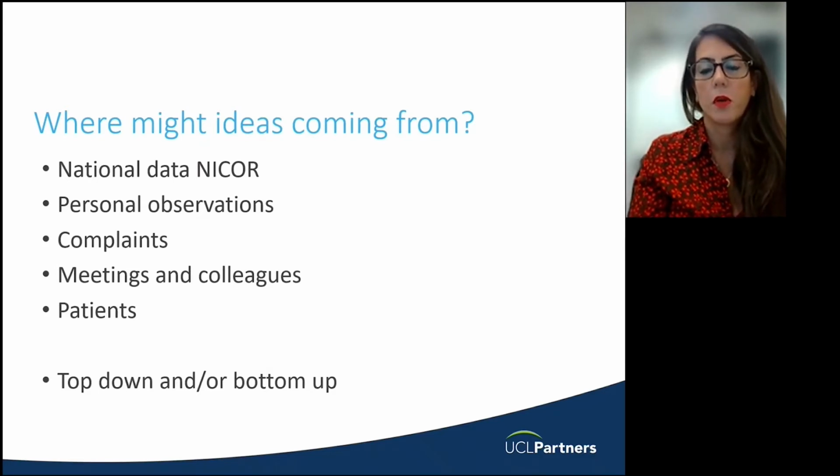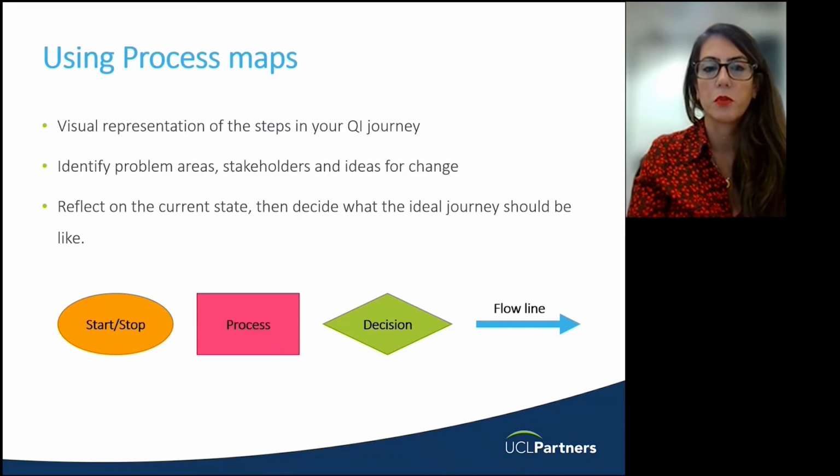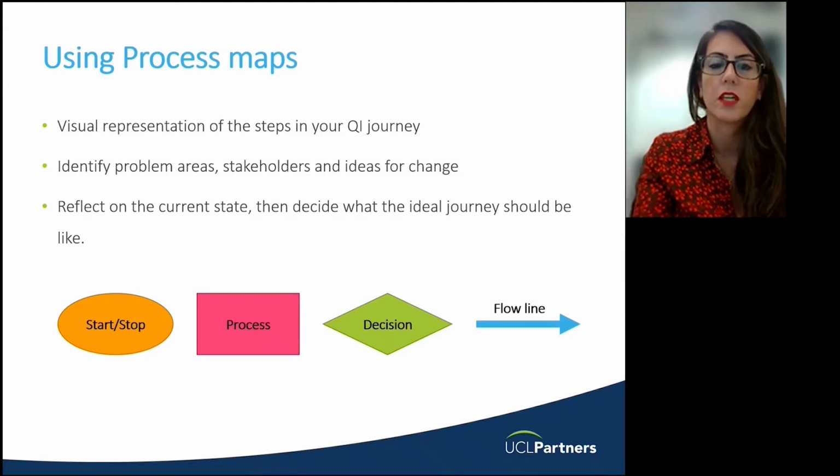One of the QI tools that you can use, the quality improvement tools, is process mapping, and it helps you to represent visually the process of your journey in the area that you're interested in, and it helps you to do that in order to understand the ideas for change. And you can look at the current state and then decide where you might want to get to. And it's often quite nice to do this with all the stakeholders in your project, because they can help you map that out much more accurately.